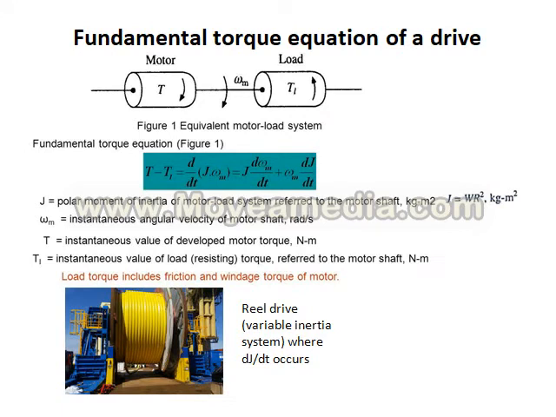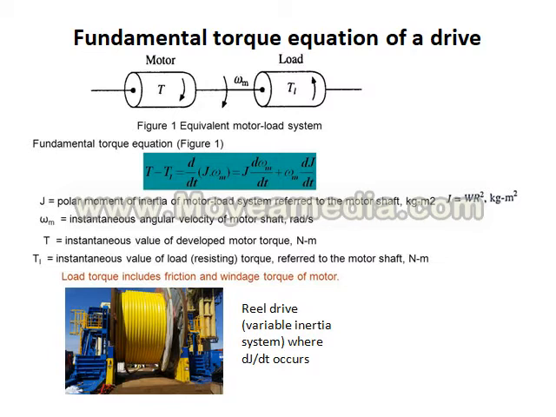With this knowledge, as we move ahead, here is the diagram of a drive, a motor coupled to a load. The motor and load together have a moment of inertia of J kg meter square. The mass of the system is represented by moment of inertia J here. Instead of using the usual symbol I, I am using J here.